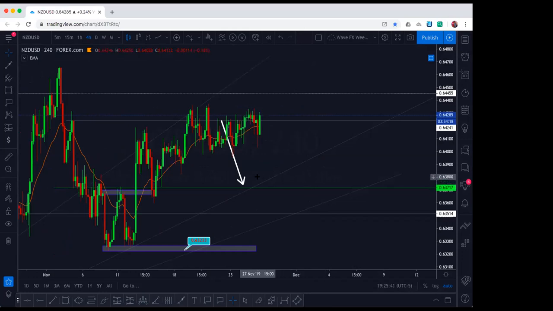Again, we're anticipating the market to simply push back down into these lows here, into support at 0.637 in and around that overall area. Instead, we got a bit of sideways price action. The market simply consolidated in and around this overall area.